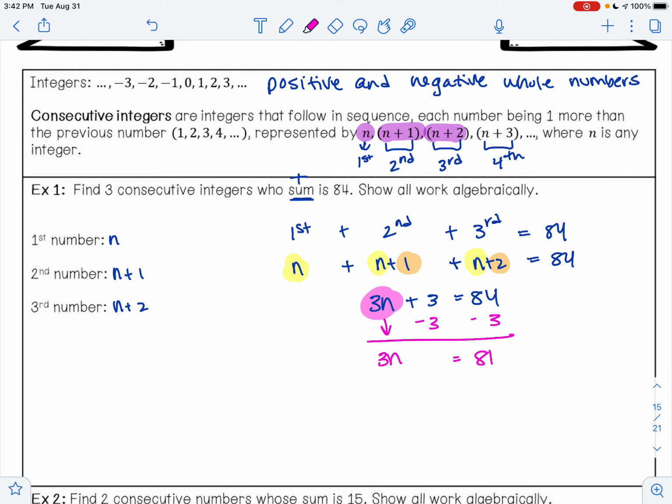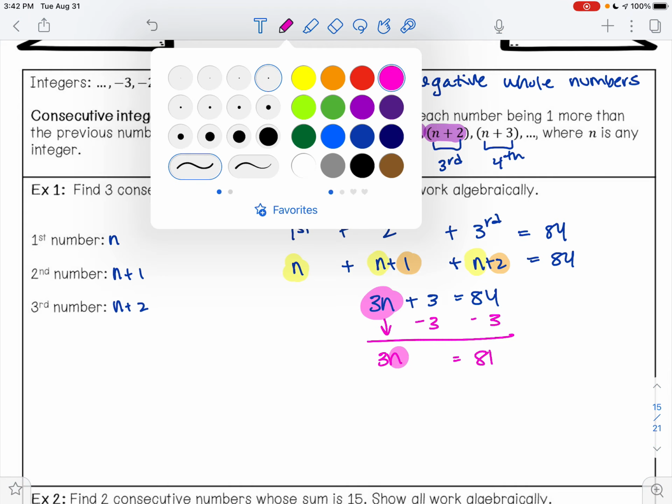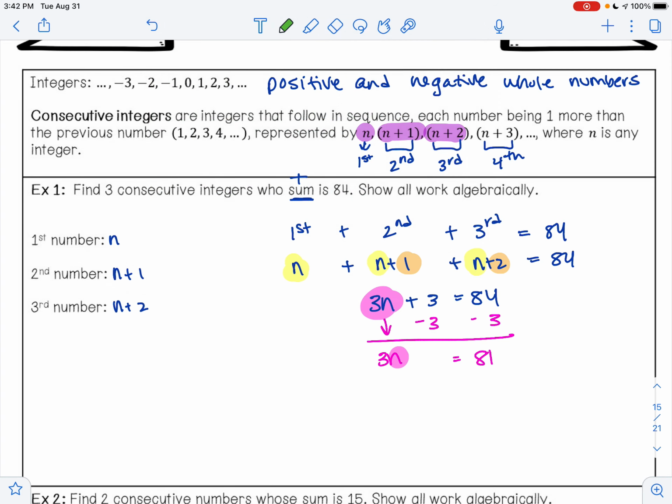I want to get n by itself. n is being multiplied by 3. To undo multiplication, I'll do division. And I'll find that n equals 27.